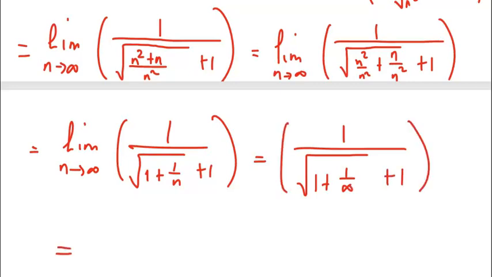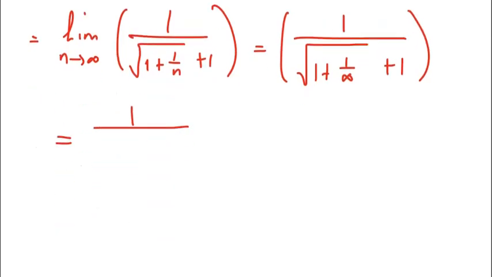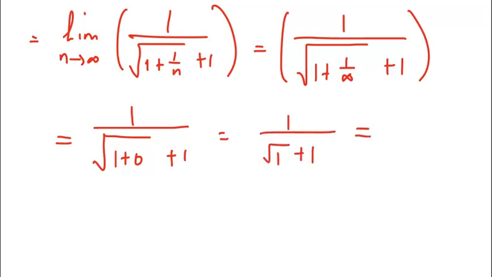So this is going to be equal to 1 all over, so we know 1 over infinity is 0, right? So we have here the square root of 1 plus 0 and then plus 1. So this is going to be equal to 1 all over the square root of 1 plus 1, which is giving us 1 over 2, which is indeed an amazing answer.